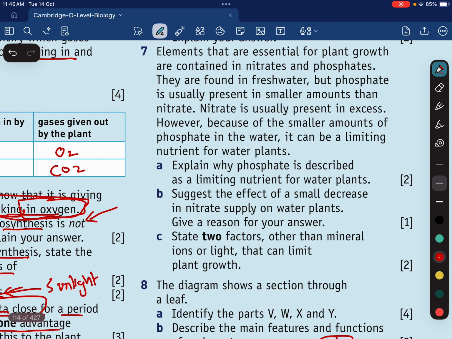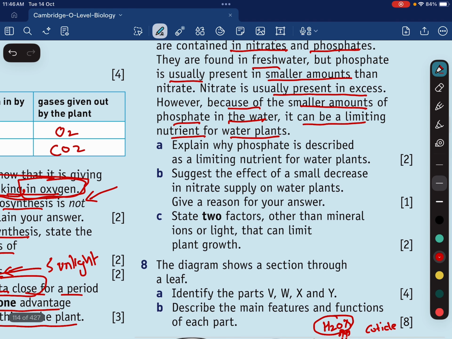Question number 7: elements that are essential for the plant to grow are contained in nitrates and phosphates. They are found in fresh water, but phosphate is usually present in smaller amounts than nitrates. Nitrate is usually present in excess. However, because of the smaller amounts of phosphate in the water, it can be a limiting nutrient for the plants. All right, pretty simple. Explain why phosphate is described as a limiting nutrient for water plants.